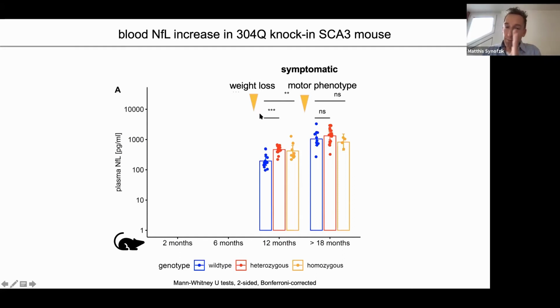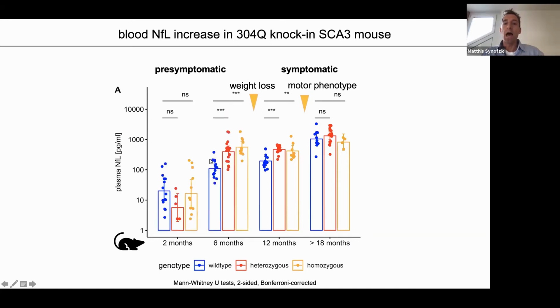So how about, can we still capture by NFL the mice still before the weight loss, before any behavioral readout at all? So we look at the pre-symptomatic, so the pre-weight loss mice. And what we found is even there, NFL is increased compared to wild type mice in both heterozygous and homozygous SCA3 mice. At age month 2, there is no difference as of yet. So this means NFL starts to ramp up at about month 6 in this mouse model.